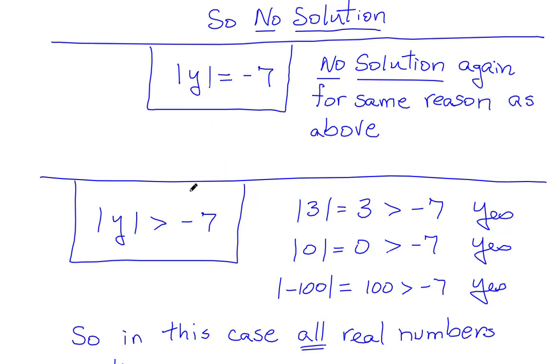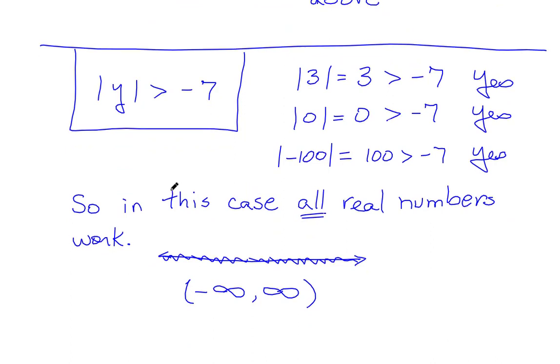And finally, the last strange problem, absolute value of y greater than minus 7. I don't know, let's just pick a few numbers and take a look. Absolute value of 3 is 3. Is 3 bigger than minus 7? Yes. You say, well, where did the 3 come from? Well, I just picked a random number. I could have picked 5 or 10 or 5,000. I just picked 3. What if I pick 0?